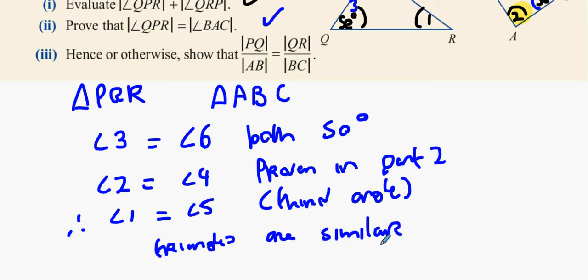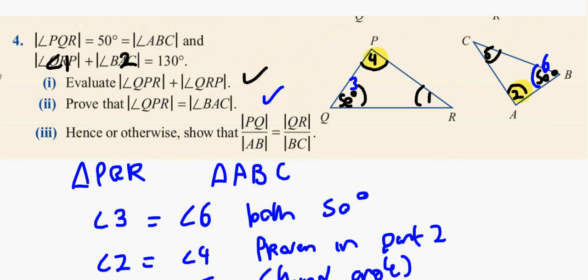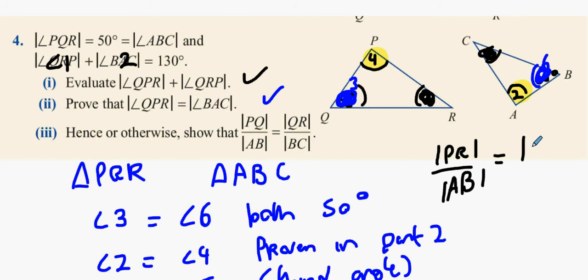Now, given that the triangles are similar, therefore PQ, which is in between the yellow and the blue angle, so to speak. I'm just going to match them up by color at this stage. That's blue, that's blue, that's black, that's black. So therefore PQ, yellow over blue, is the same as AB because they're similar. That's the only reason that happens.